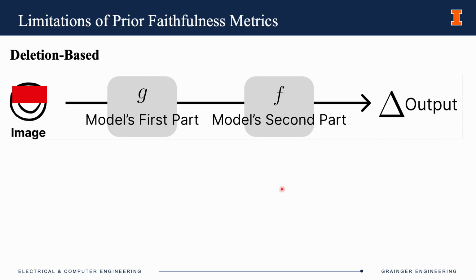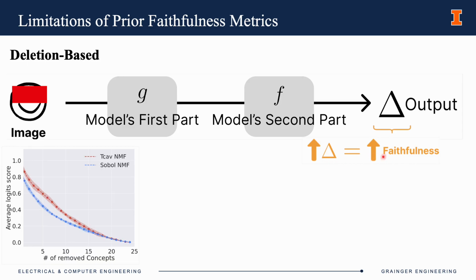Deletion-based metrics delete a concept and then determine the impact of that deletion in the model's output space. Deletion is usually done in the image space. A higher delta in the output compared to the original prediction is used as a signal for higher faithfulness. Results from deletion-based methods are typically shown in a graph such as the one exemplified in the slide.